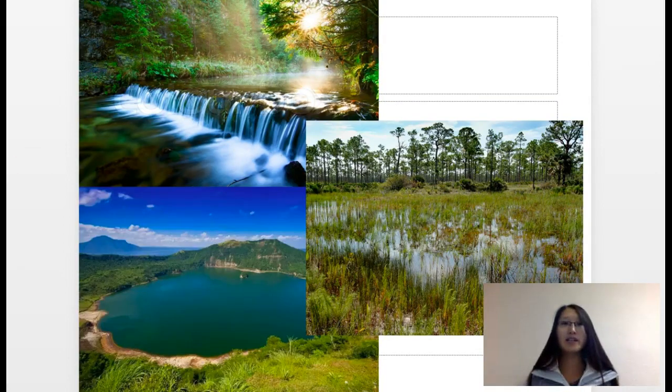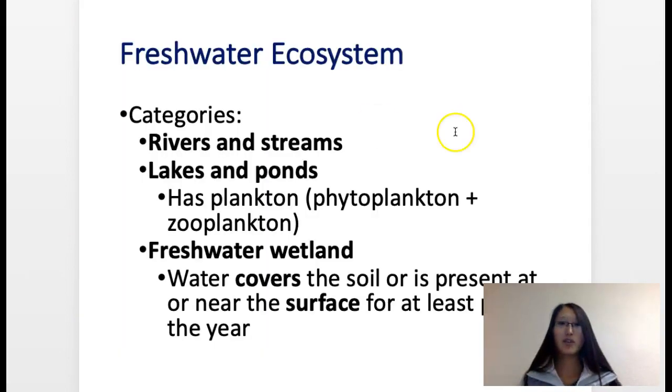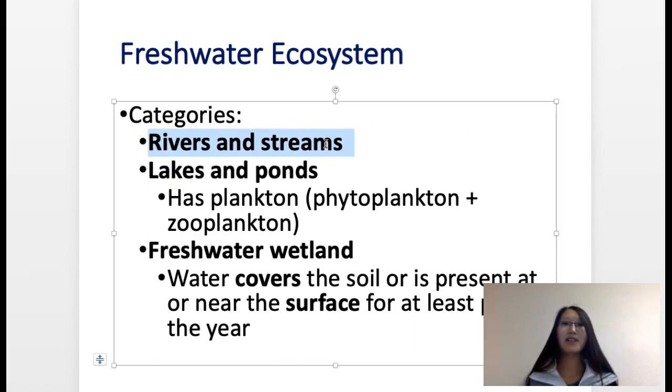The next one is the different types of freshwater ecosystems. Here we have a lake, here we have rivers and streams, here we have a lake or a pond, and here we have a wetland. Remember, this is the freshwater ecosystem. We're not talking about saltwater, just freshwater. So we have rivers and streams, we have lakes and ponds, and we have freshwater wetland.